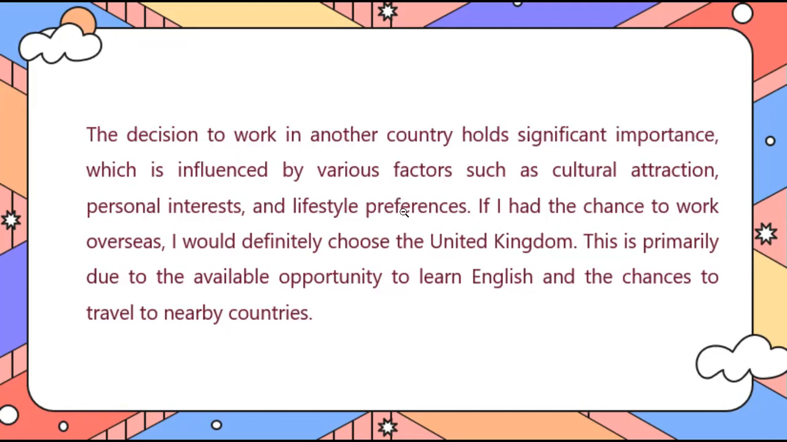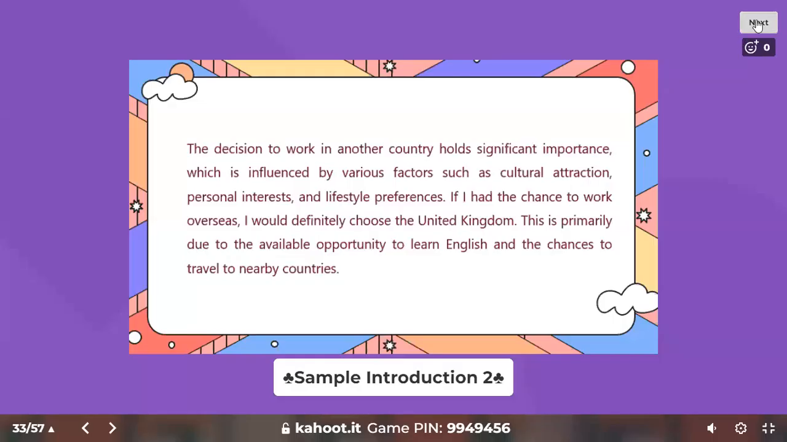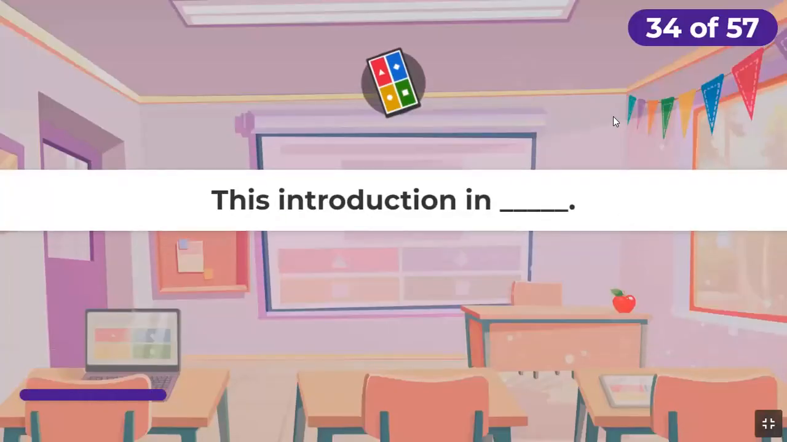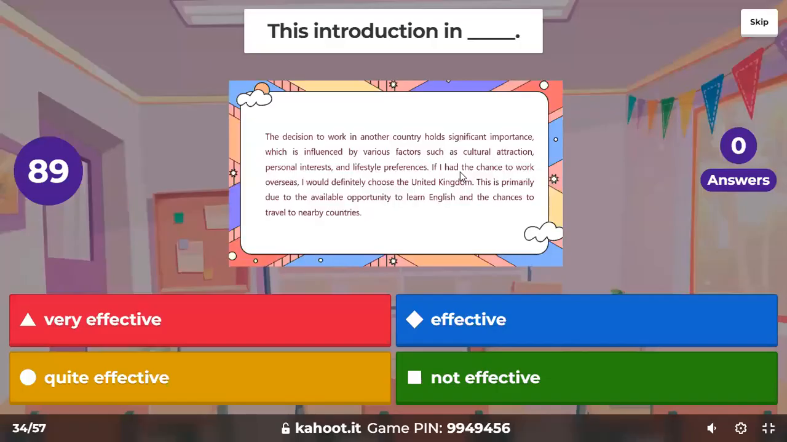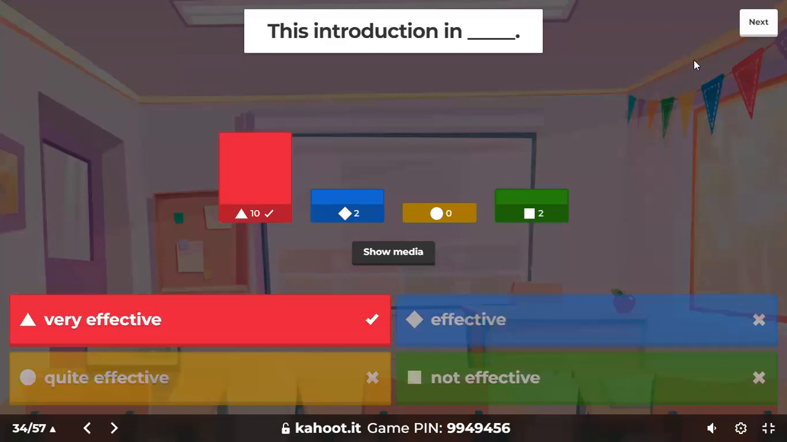But I will skip this, guys. Okay, so just to save time. I will skip them. I will go through this very quickly, guys. Now this is a very effective introduction, guys, very effective. Okay, this would be C1 if you write something like this.